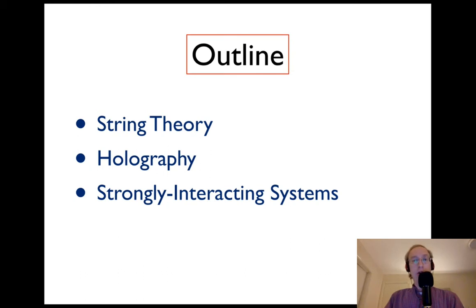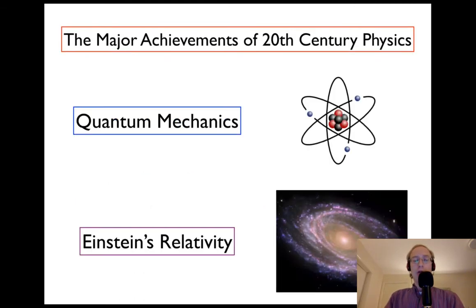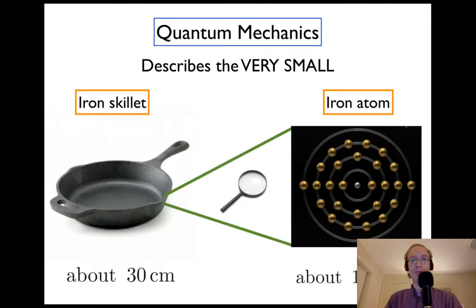So, in the rest of the talk, I'm going to go through each one of these things one at a time. So let's start with string theory. To explain string theory, I need to start with the two major achievements of 20th century physics, namely quantum mechanics and Einstein's relativity. So let's start with quantum mechanics.